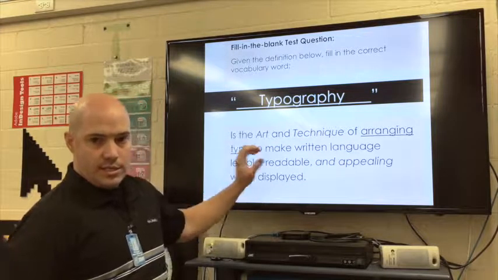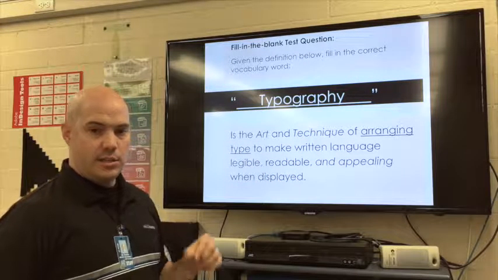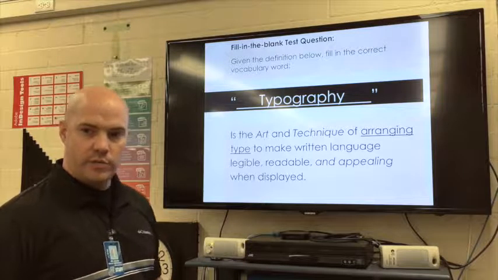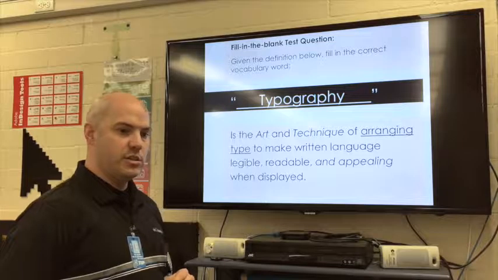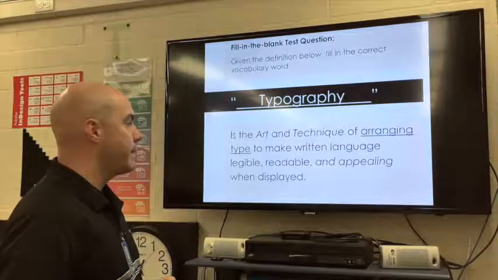Typography. In this class, it's again important to be able to spell these terms correctly, understand the definition, and use them correctly. Thank you.